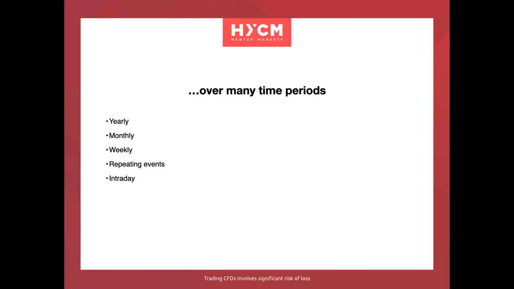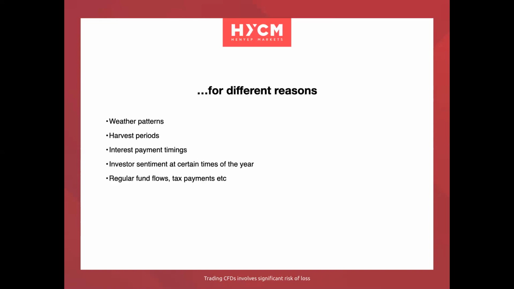Now, the next area to look at is some of the different reasons. We've touched on this already, but you can get seasonal patterns in markets due to weather patterns, times of more rain or less rain, harvest periods. When are commodities harvested? Sugar, soybean, wheat, corn. All of these commodities have specific times when they're harvested. And of course, as a general rule, when a commodity is harvested, the price tends to be at its lowest because there's an abundance of supply.